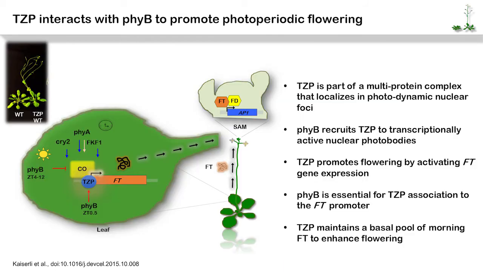In terms of the physiological significance, we used pharmacological studies as well as, again, transcriptional assays and genetics, and we showed that this recruitment of TZP to nuclear bodies induces the expression of FLOWERING LOCUS T, which is essential for initiating flowering in response to a long day photoperiod. So that's, again, another example where the same protein, TZP, interacts with different proteins in a different context to induce the expression of different genes. In this case, they're involved in initiating flowering.